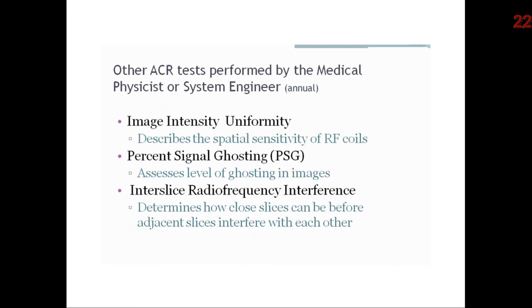Other ACR tests performed annually by the medical physicist or system engineer are image intensity uniformity, which tests the RF coil sensitivity, percent signal ghosting, which measures the level of ghosting artifact on an image, and interslice RF interference, which tests how close together slices can be before causing interference with each other.